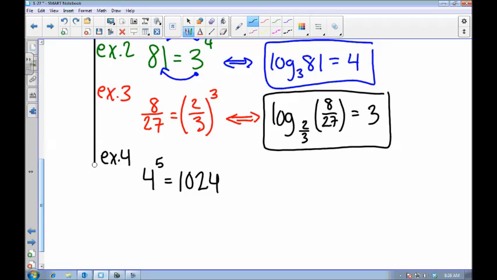Okay, change it to logarithmic form. Even though I've switched the side where the exponent normally is, you can still do it. The key is always start with the base and switch sides when you're drawing the cycle. You should always be switching sides. Okay, start with the base and switch sides.